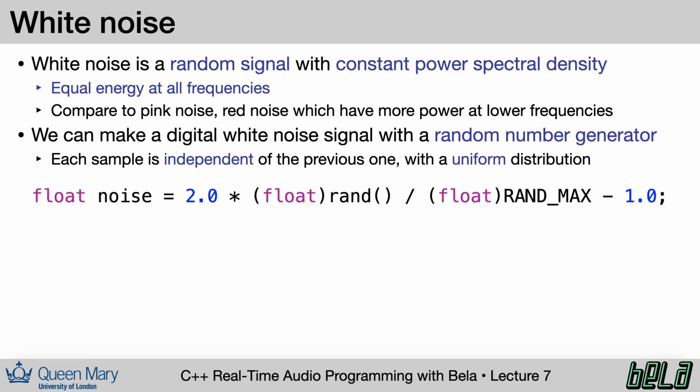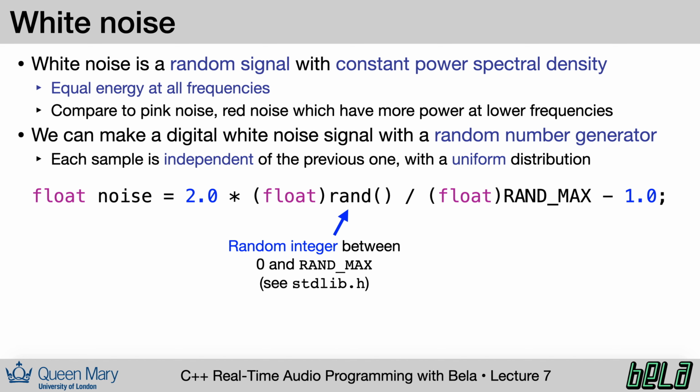This code generates white noise, which is defined to be a random signal with equal energy at all frequencies. It turns out to be quite easy to generate white noise. All we have to do is generate a different random number for each successive sample. In this case, we use the following formula, and let's go through that now.